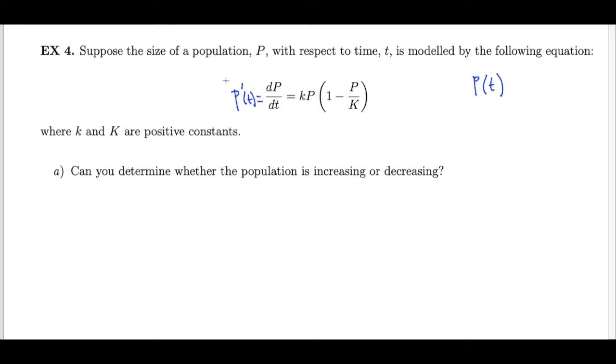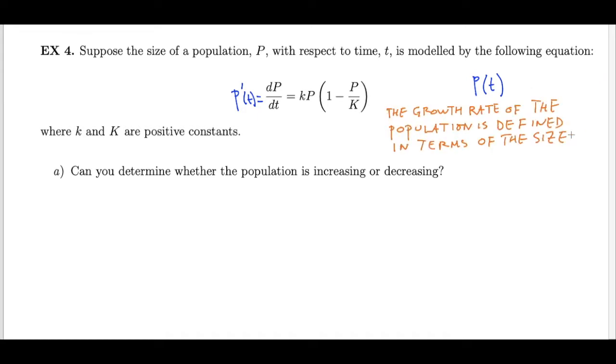So the growth of the population is modeled in such a way that how fast the population grows depends on how big the population is. That's an interesting feature that's worth noting. So this is a different type of equation than we're accustomed to dealing with. That's okay. Let's see what sort of information we can get from it.